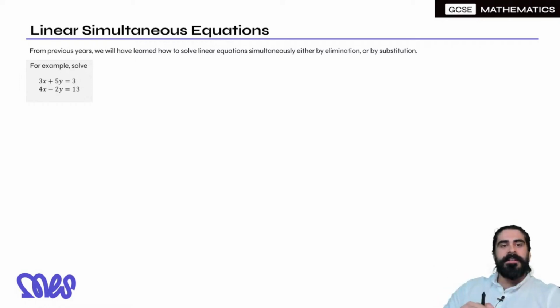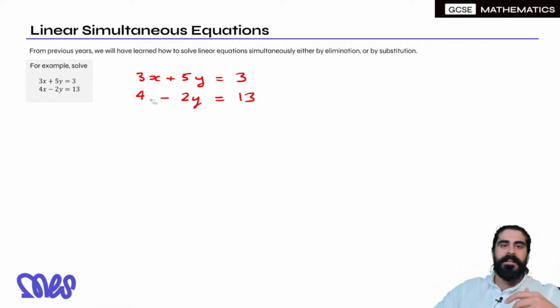So from previous years, we will have learned how to solve linear equations simultaneously, either by elimination or by substitution. Now, in terms of linear simultaneous equations, I would say elimination is usually the easiest, yeah? So for example, solve 3x plus 5y equals 3, 4x minus 2y equals 13.